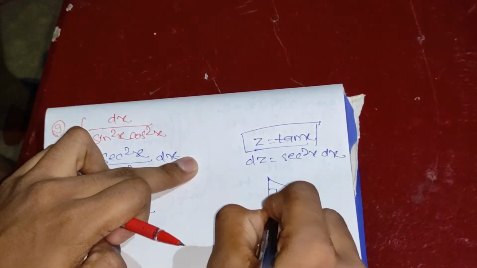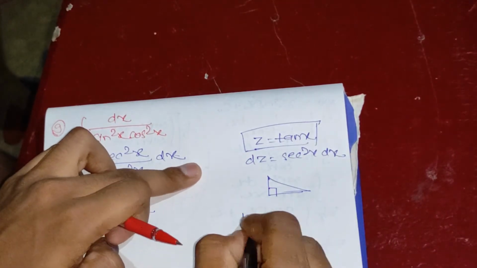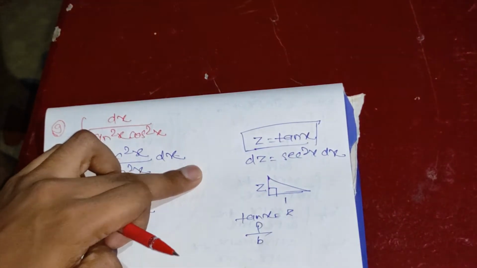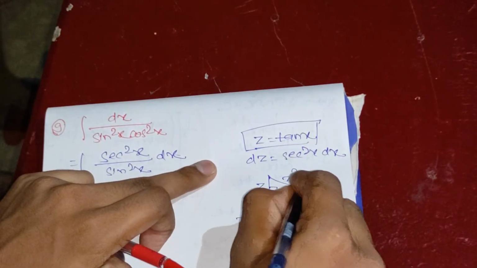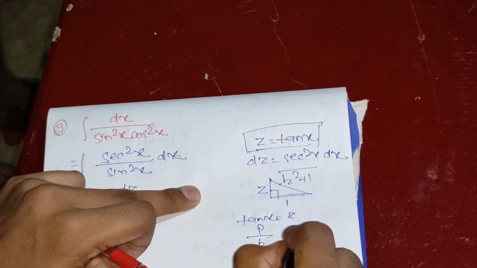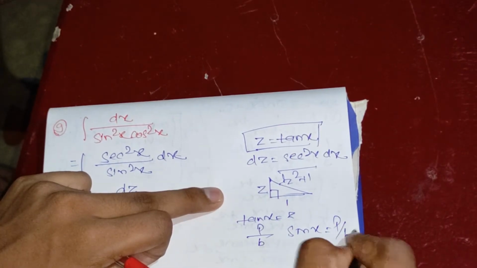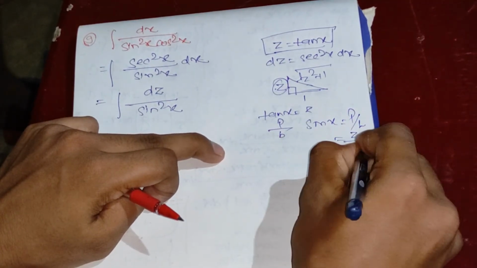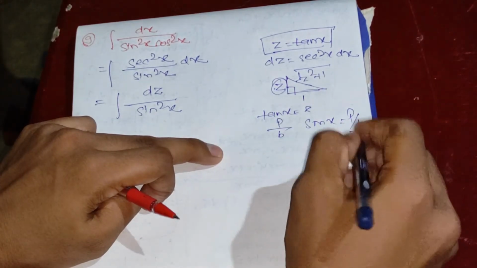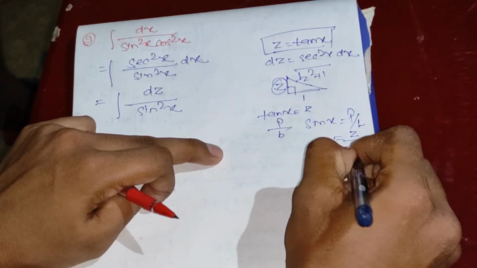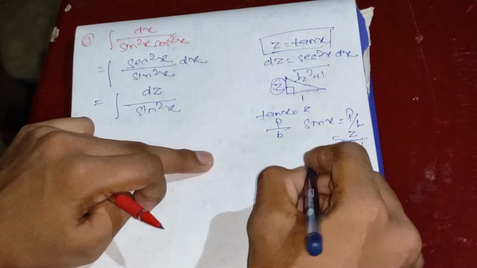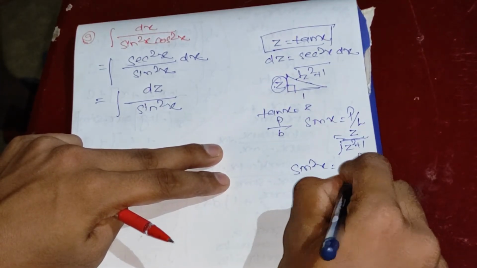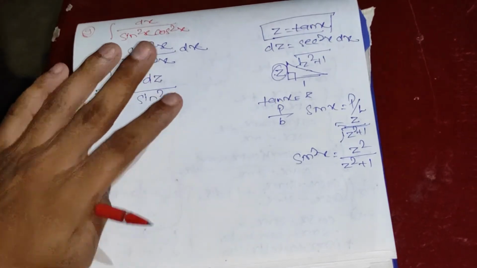If we get a right angle triangle, tan x equal to z, tan is p by b, means this is z, this is 1. So the hypotenuse becomes square root of z square plus 1. If we try to find sin x, which is p by h, what is p? P means this z, by square root of z square plus 1. So here we have sin square x, it becomes z square divided by z square plus 1. Any confusion?